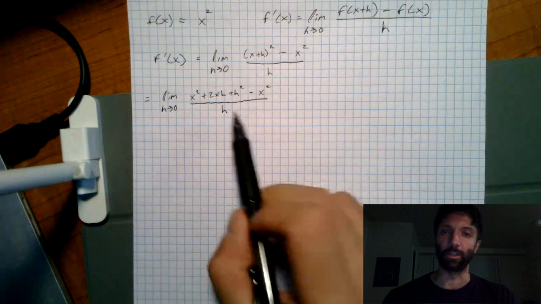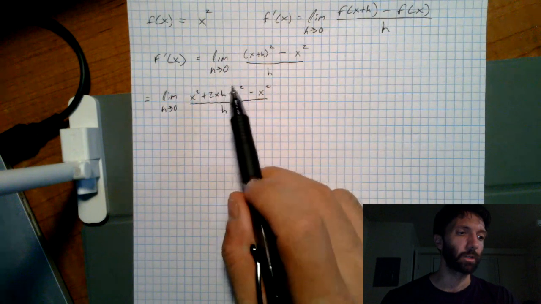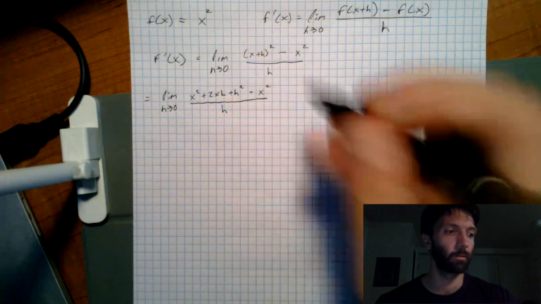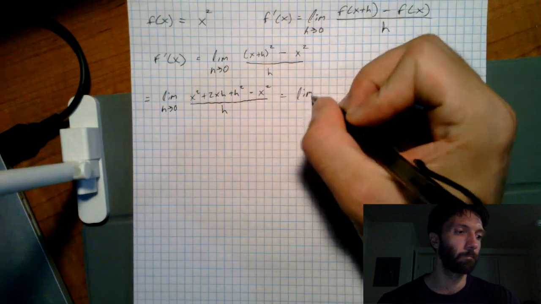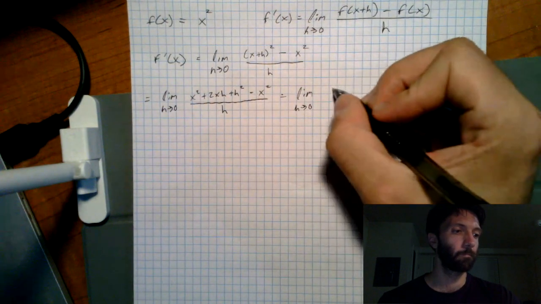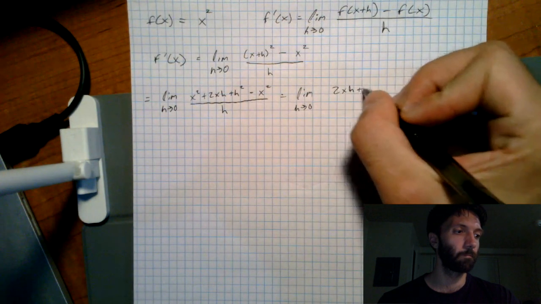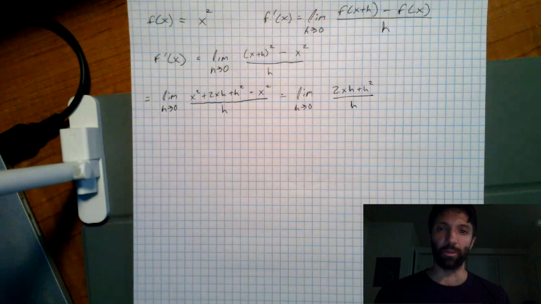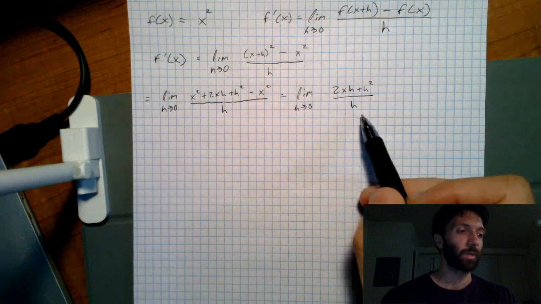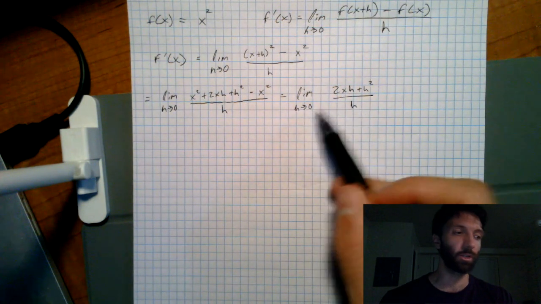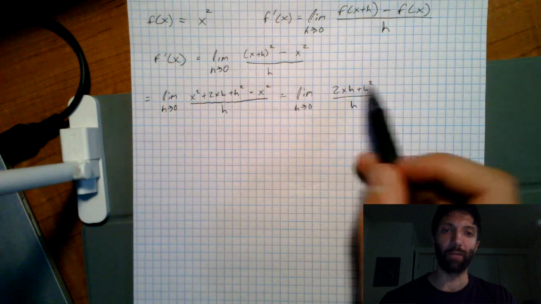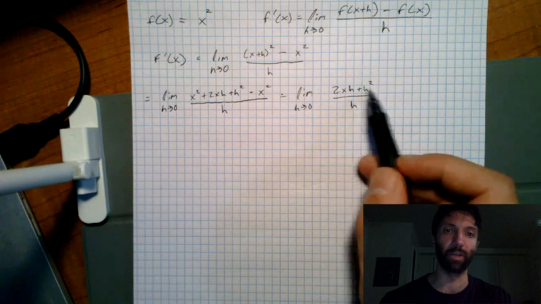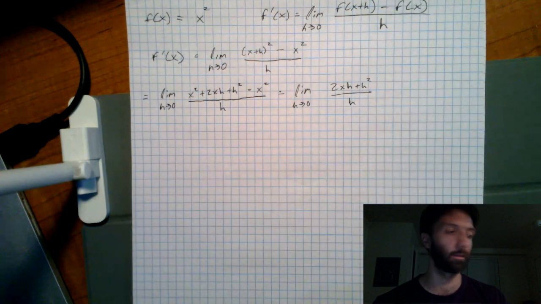And now I can simplify this numerator down. It looks like I have an x squared and a minus x squared, so those will cancel. And now I'm stuck with this h in the denominator here. That's sort of preventing me from making the substitution that I want to make. But notice how we now have a common factor of h in the numerator. Both of these terms have an h, so I'm going to go ahead and factor out that h.